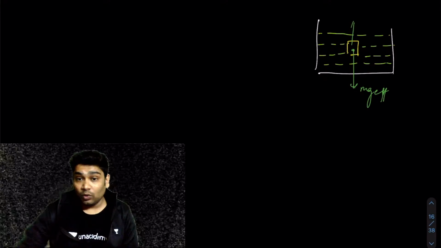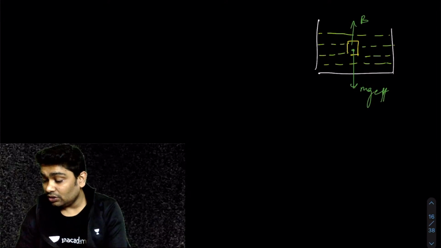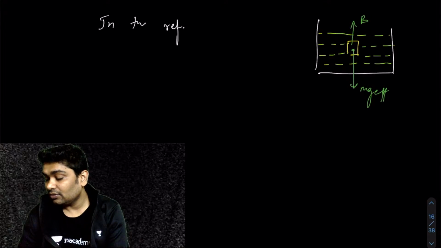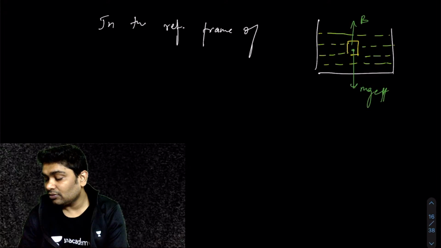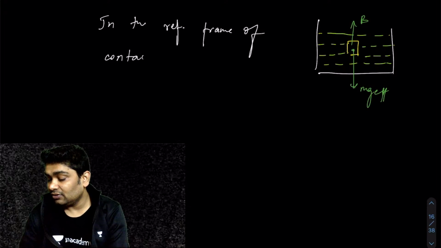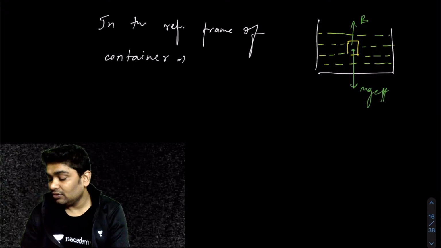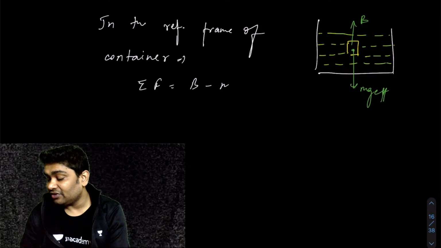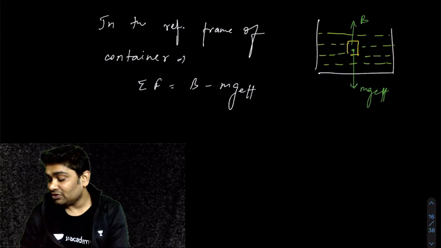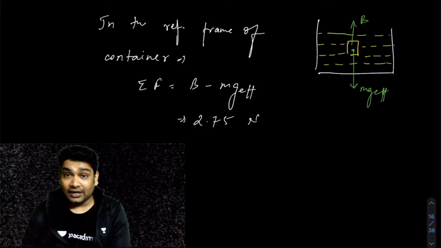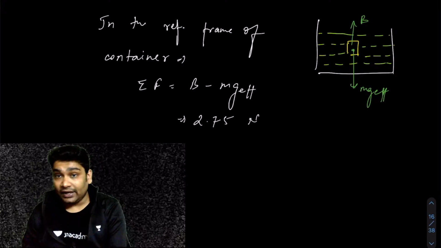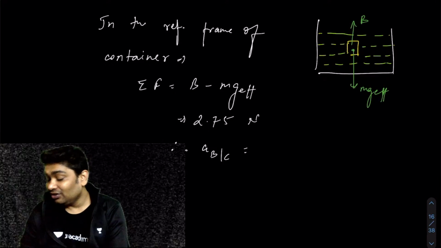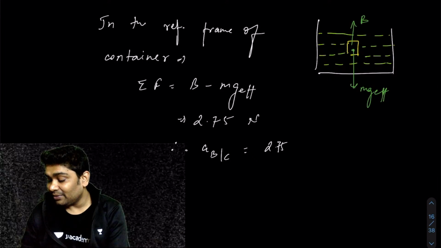Okay, we already know what this net force is. So I can say in the reference frame of the container, summation F is B minus mg effective, which we already calculated, just 2.75 Newton. Right. So what I get is the acceleration of the block in this reference frame. Acceleration of block with respect to container, 2.75 meter per second square upwards.